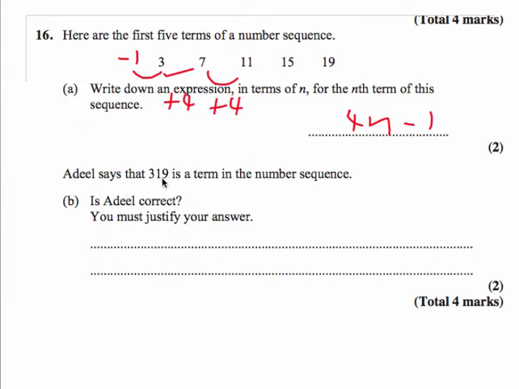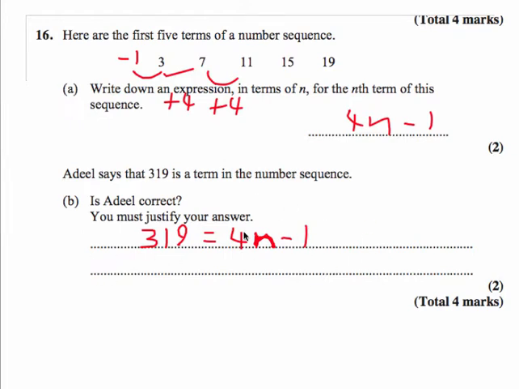Adil says 319 is a term in the sequence. Is Adil correct? You must justify your answer. Now the way to do this, nice and simple, is every time write down the number that they have given you, 319, and put that equal to the expression. So equals 4n minus 1. Because if that number is in the sequence, then we will be able to solve this equation, and the n that we are left with will be a whole number.